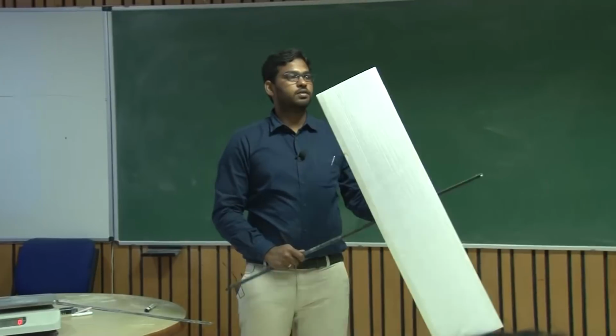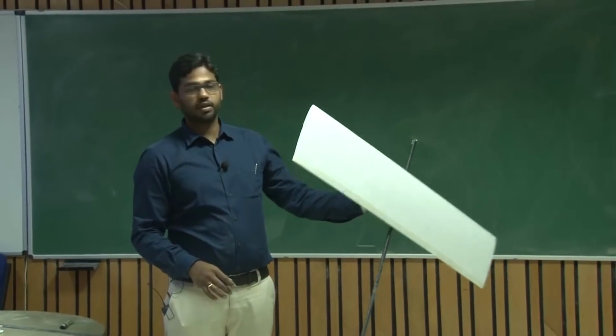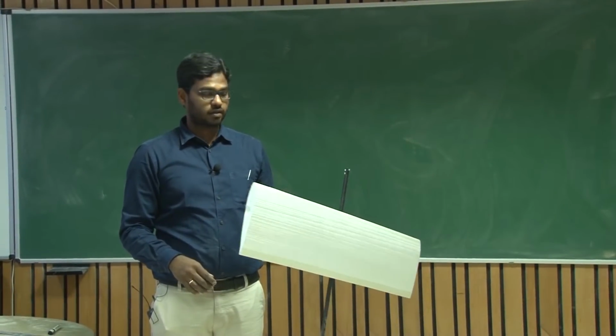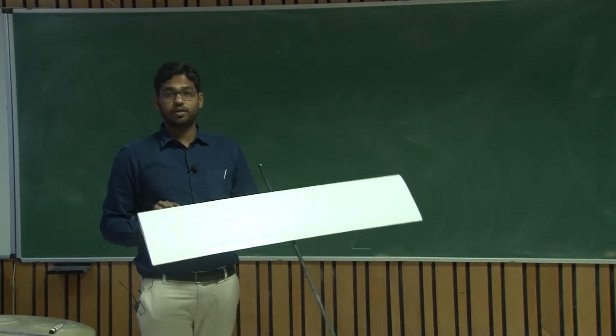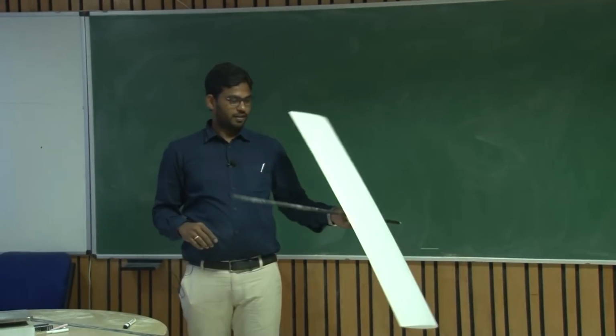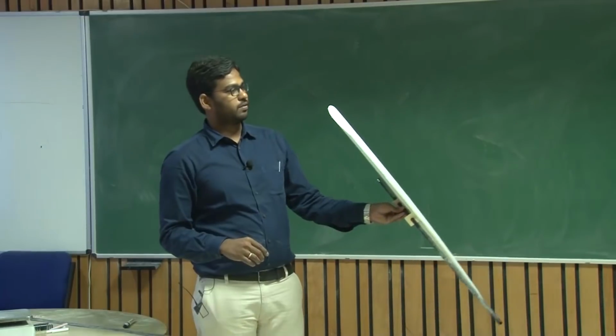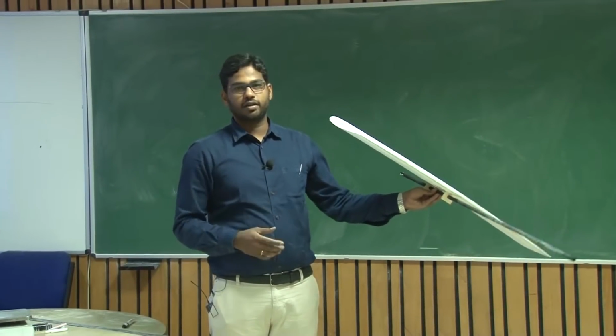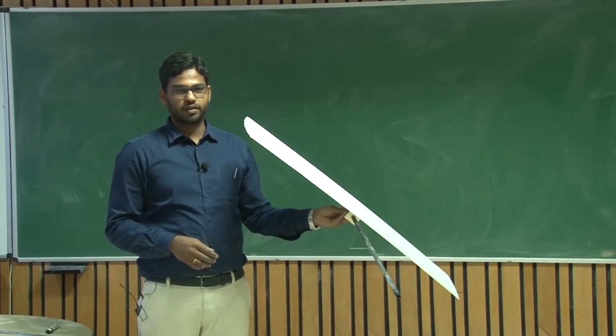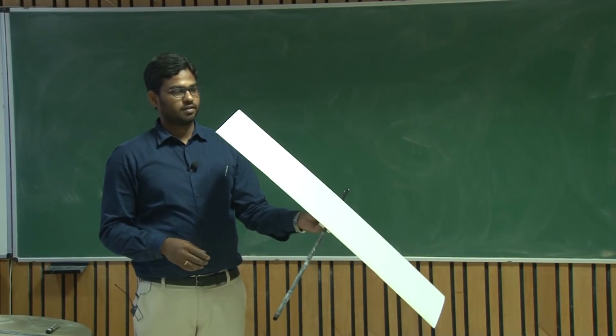So this is a wing. It's a symmetric wing we were discussing in the last lecture, right? Do you want to see how it's going to fly? Is it going to fly or not if I throw this as it is?